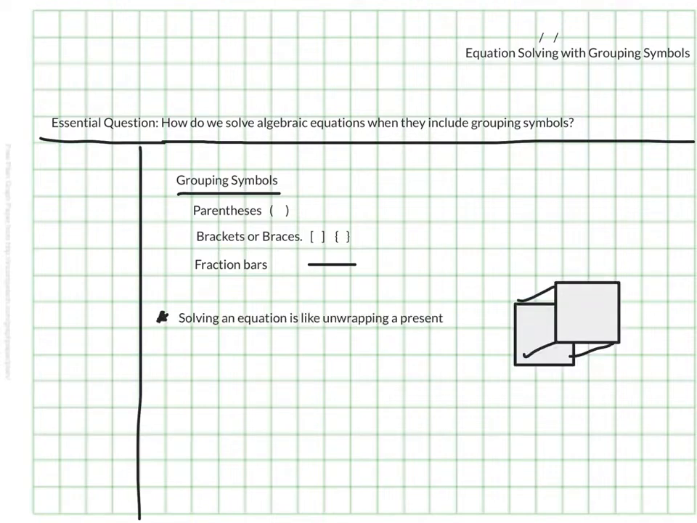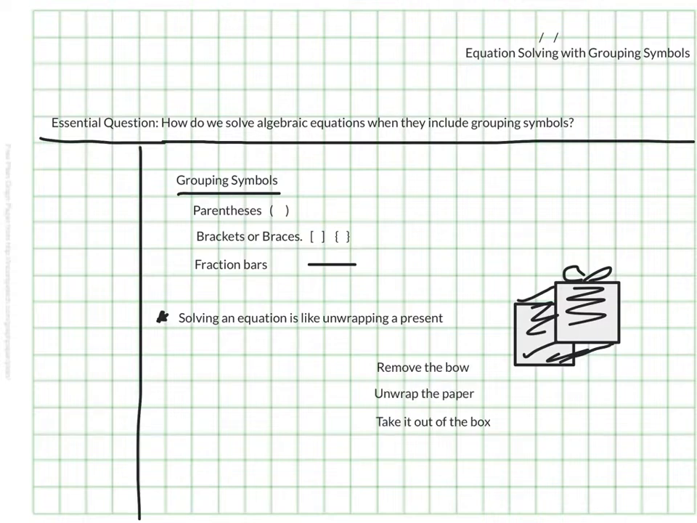One thing to keep in mind as we solve these equations is that solving an equation is a lot like unwrapping a present. We can think of the variable as the gift inside, and we have to take everything off in the opposite order in which it was done. So if there's a bow, and there's wrapping paper, and there's a box that we have to think about, we have to figure out how we're going to open it.